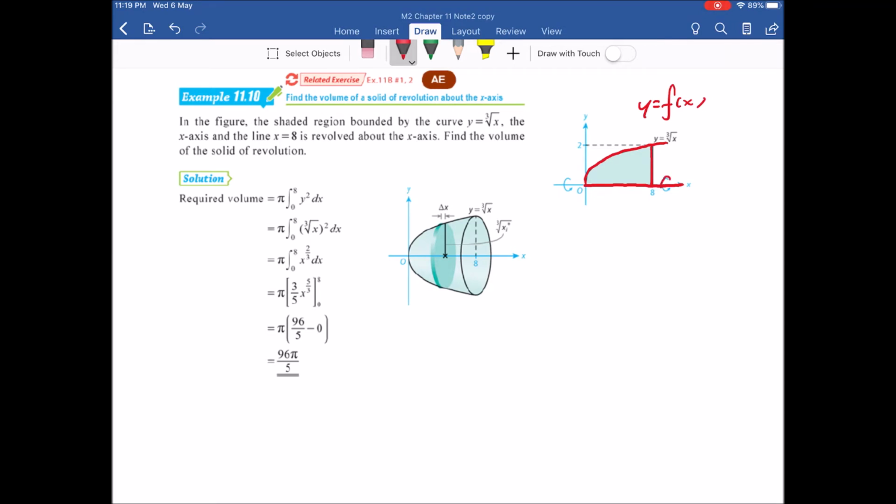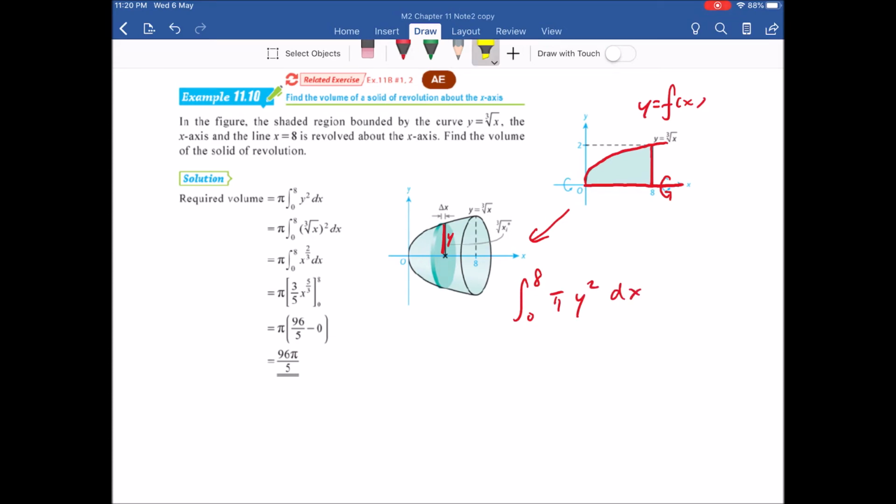It's revolved about the x-axis, so you will have this kind of shape. Okay, the shape is this one, and then find the volume. It is from 0 to 8 pi, the height is y, and the height is y squared dx.